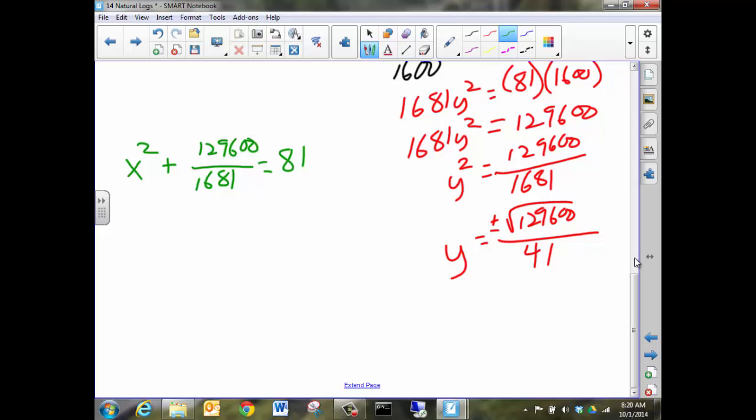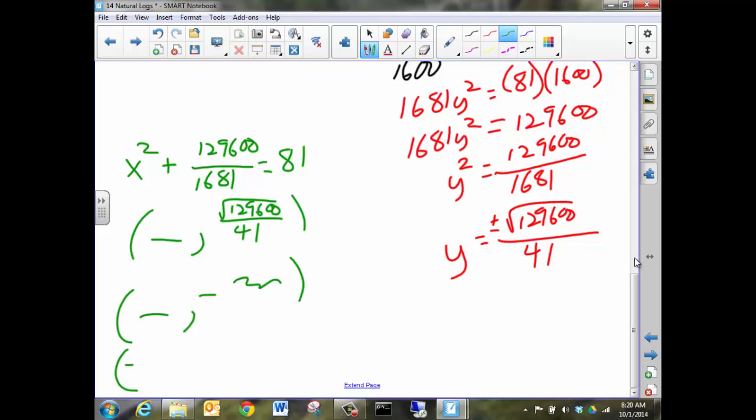But here's the problem with all of this. I come up with 4 numbers. I come up with something for x, comma, square root of 129600 over 41. I come up with that same something and the negative of that. I come up with the negative of this number and this thing, and I come up with the negative of that number and the negative of that thing. So I come up with 4 points. I've only got 2 answers. How do I know which 2 I have?